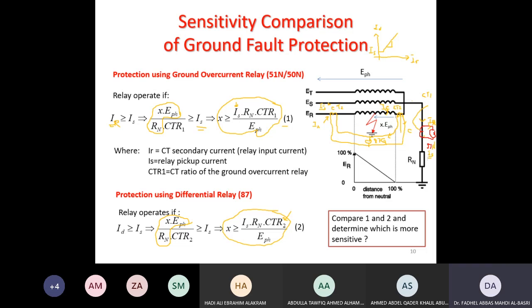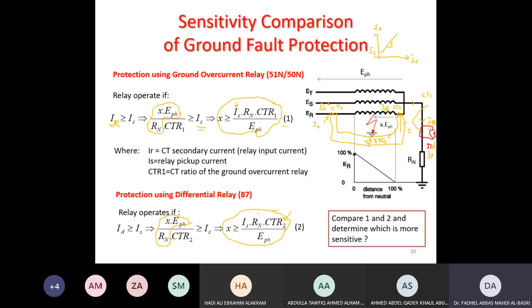While the neutral grounding CT is not chosen based on full load current here, because the current here normally is 0 during normal operating conditions. Because this will limit the current to, let's say, 10 ampere, I can go to 50 to 1 or 50 to 5 ratio. So the ratio of CT1 is much, much smaller than the CT ratio used for the differential relay.